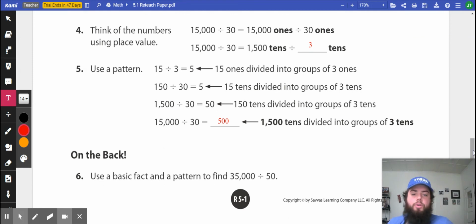So for you to figure out, I want you to write down the basic fact for 35,000 divided by 50. Okay, so that way we're on the same page. And then I want you to find what is 35,000 divided by 50. Take your time. If you have any questions, reach out to me and we can work on it.